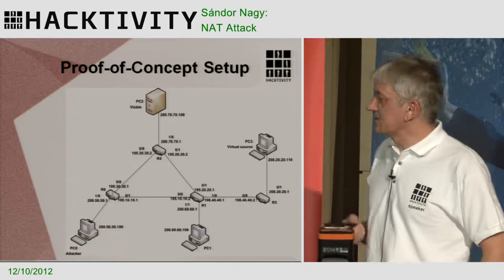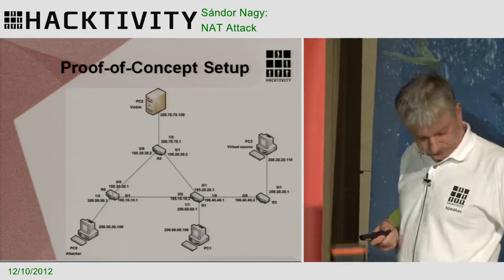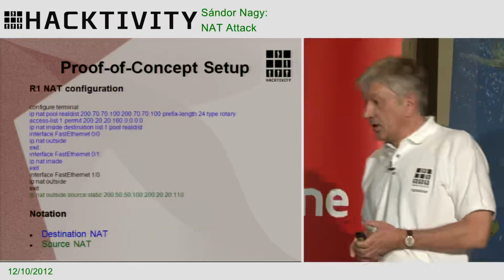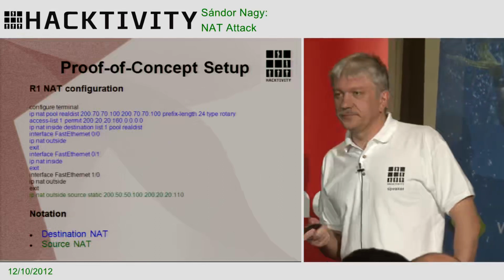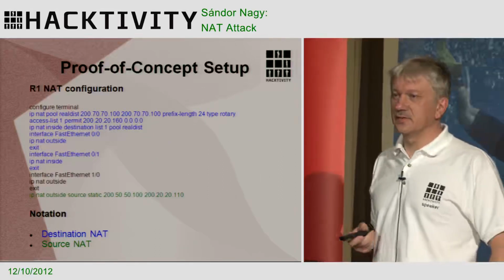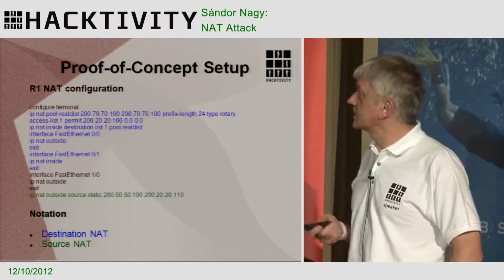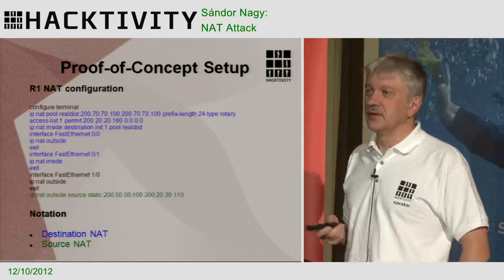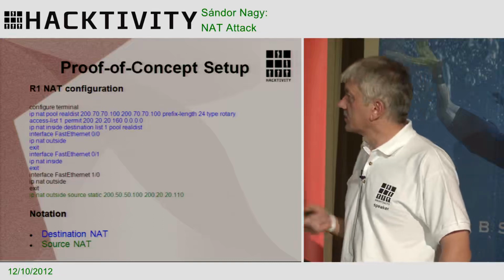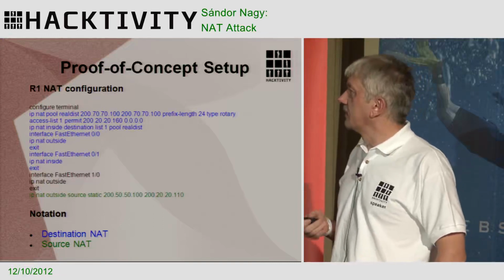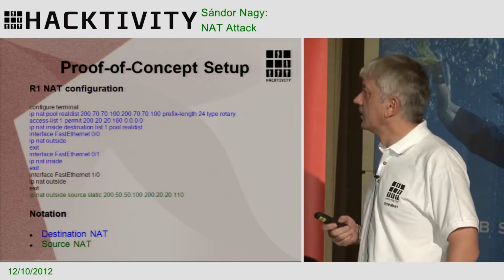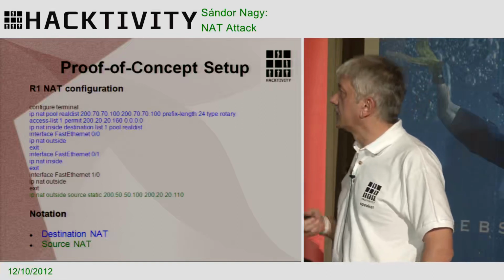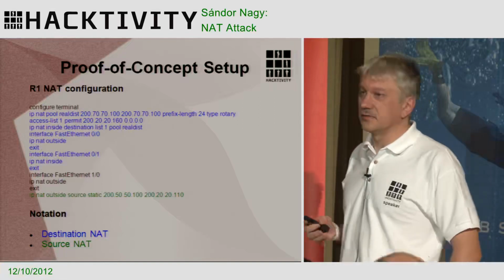And of course, we are interested in the router configuration. Well, this is the router configuration. We need destination NAT, and we also need source NAT. The destination NAT is a bit longer. The blue lines define the destination NAT, and the source NAT is the green one. Of course, there is some overlapping regarding the interface configuration, but the points are assigned with these colors.